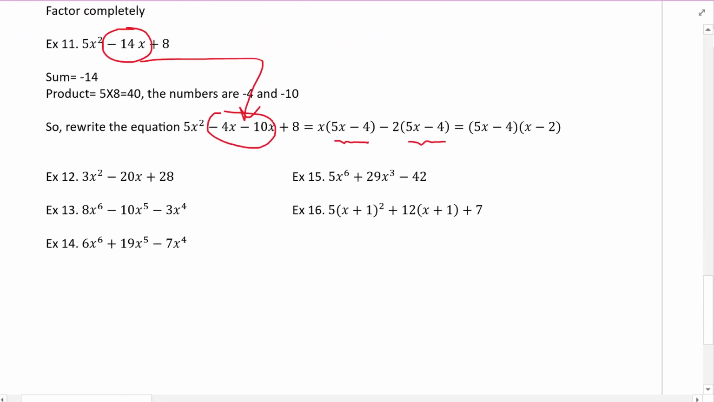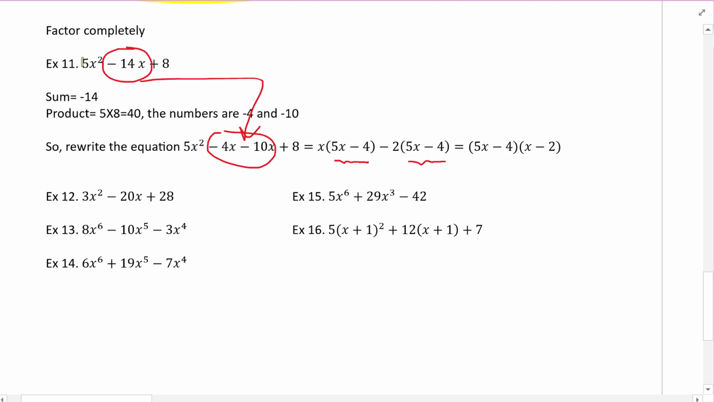And you have here a problem that is already solved, 5x squared minus 14x plus 8. So we are looking for two numbers that have the sum -14, and the product 5 times 8, which is 40. The two numbers that satisfy both conditions are -4 and -10, so the middle term of -14x was written as -4x minus 10x, using these two numbers found at this intermediate step. So having now 4 terms, right? 1, 2, 3, 4. We group the first two and we group the last two.